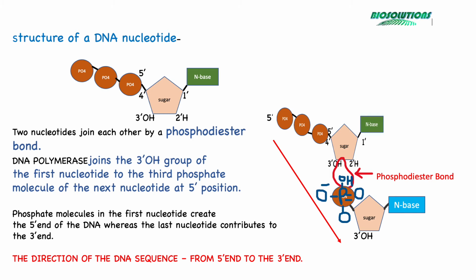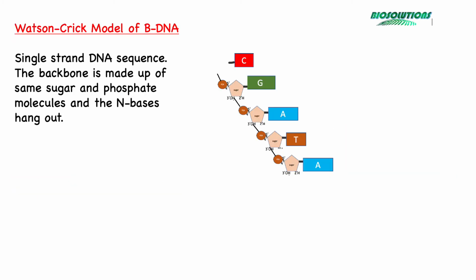And the direction of DNA sequence is also shown from 5' to 3'. This joining creates a polynucleotide sequence like a long chain, which will be a single strand of DNA. Since all the sugar and phosphate molecules are the same, but the nitrogenous bases may change, therefore a DNA sequence is actually a sequence of these nitrogenous bases.